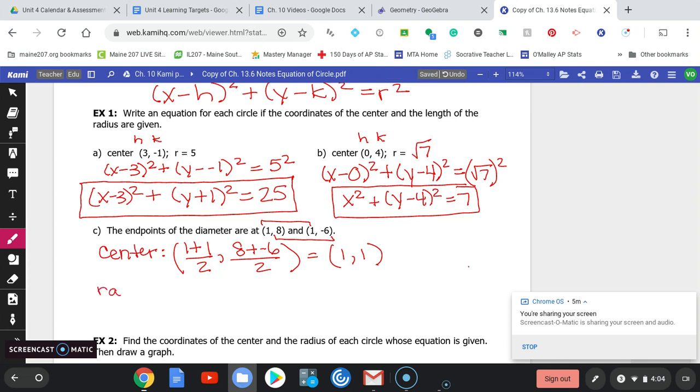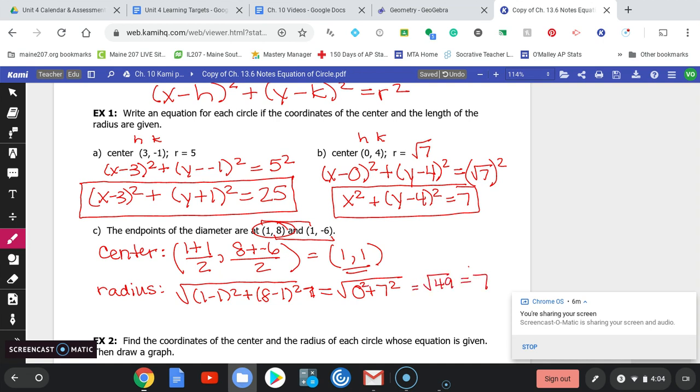And then to find the radius, we use the distance formula. Now you have a choice. You should use the center, and then you can use either of the 2 points. I'm going to use (1, 8). So then my radius is going to be the square root of the difference in my x's, 1 minus 1 squared, plus the difference in my y's, 8 minus 1 squared. So that's equal to the square root of 0 plus 7 squared, which is the square root of 49, which is 7.